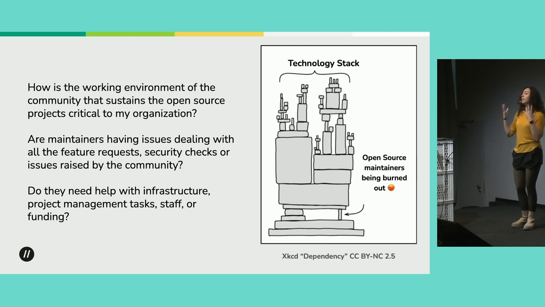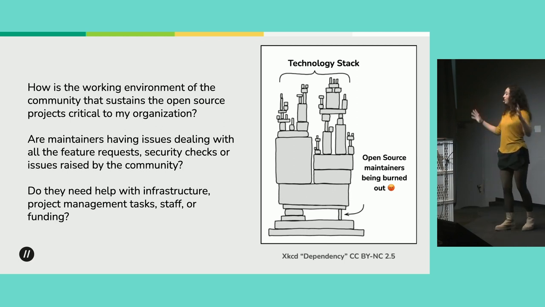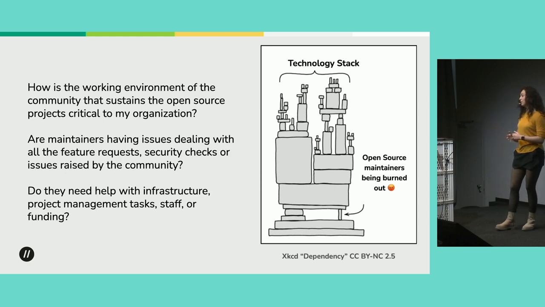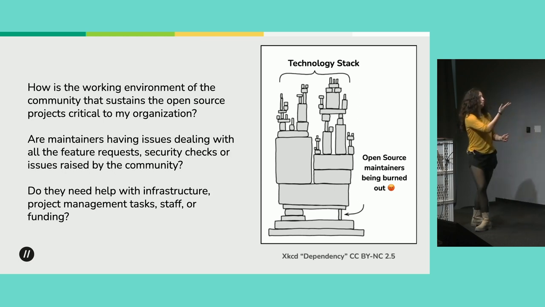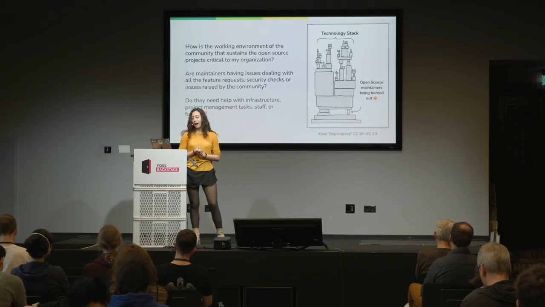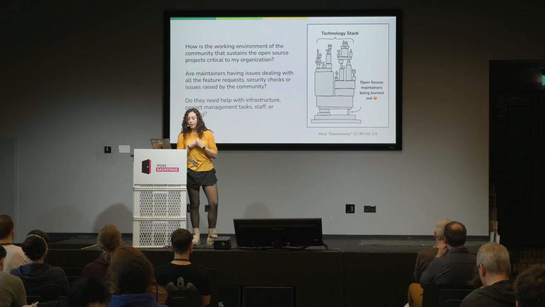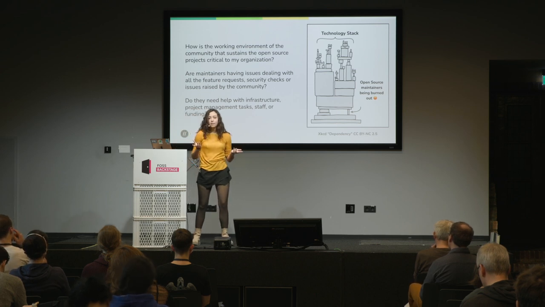And when thinking about how open source is affecting the whole technology stack nowadays, the modern infrastructure, you might have seen this popular image, right? The poor maintainer being burned out. And I think it's normal for organizations to ask: so how is the working environment of the community that sustains the open source projects that are critical to my organization? Do they need help with infrastructure? Do they need funding? What do they need?